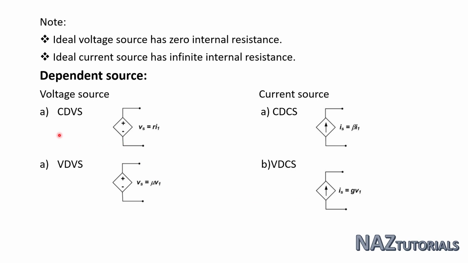So you can say the current dependent voltage source Vs depends upon current I1. The voltage dependent voltage source Vs depends upon some voltage V1. And for current sources, the current dependent current source Is depends upon some value I1. And for the voltage dependent current source, Is depends upon some value V1 in the given circuit.